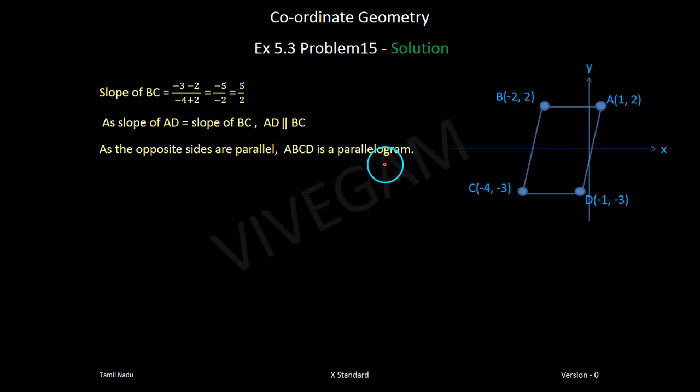Okay, so that's all in this problem. Using this concept of slope, we have to use the fact that in a parallelogram opposite sides are parallel, right? When the lines are parallel, the slopes will be equal. That is the concept which you'll have to use in solving this particular problem.